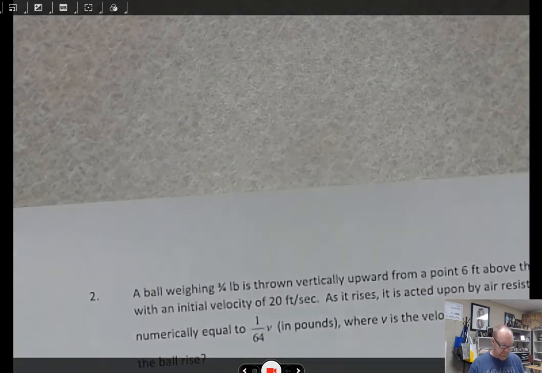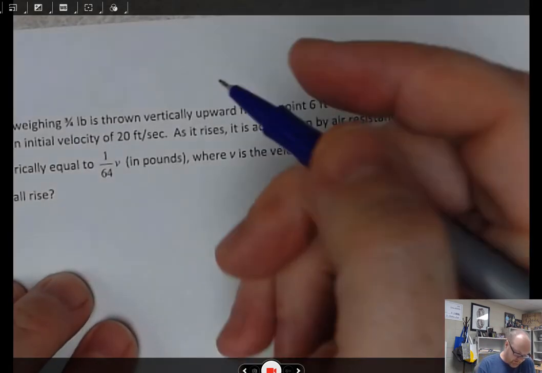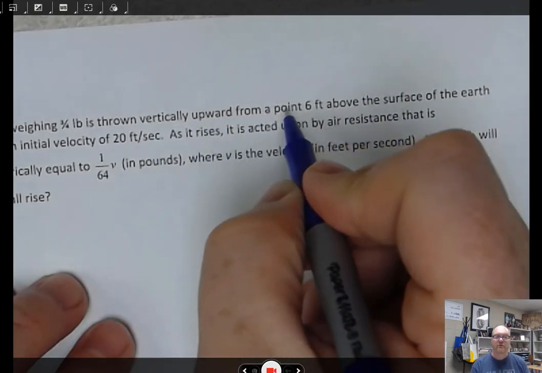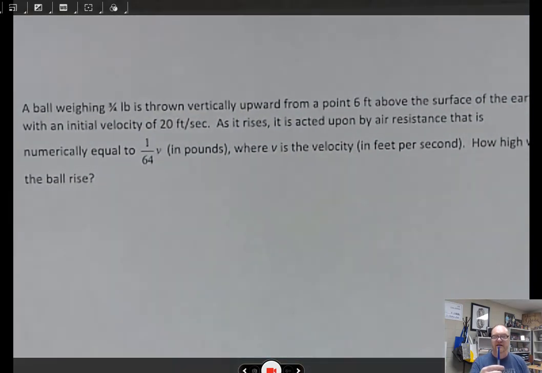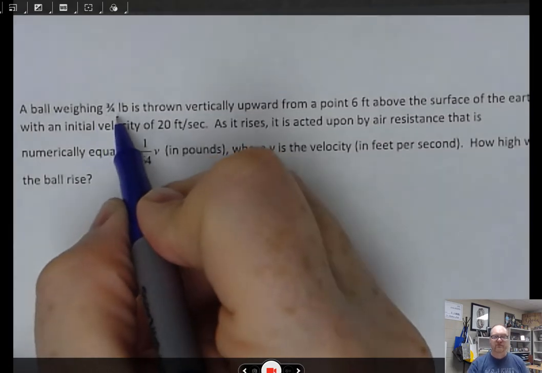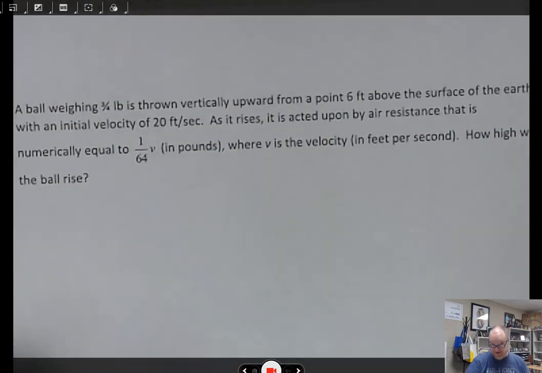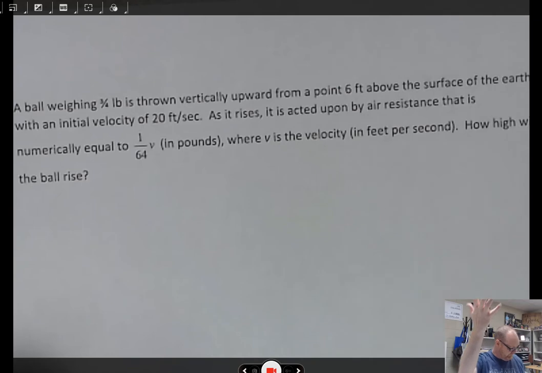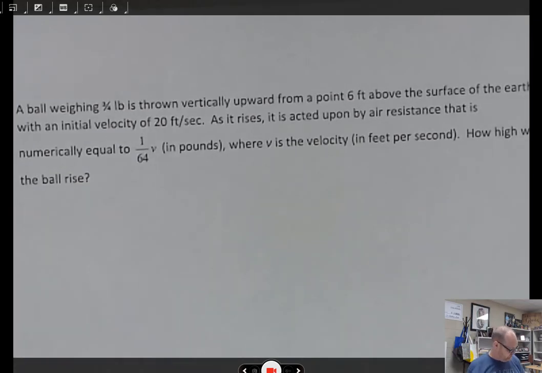Let's see, there was one more I wanted to work. I think number 2 works similar to that, but it's thrown vertically upward. So when you model that to begin with, throwing that object up, that first force is going to be negative. And it weighs 3/4 of a pound, so it's 3/4 of a pound going down. It's a negative 3/4 of a pound if it's beginning to travel up. So just keep that in mind.